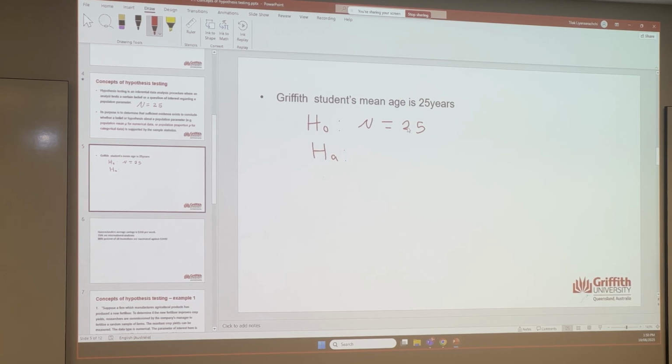Mu equals 25. What is the alternative? It can be bigger than 25. If it is not equal, it should be bigger. What else? Give me another one. Smaller than 25, very good.